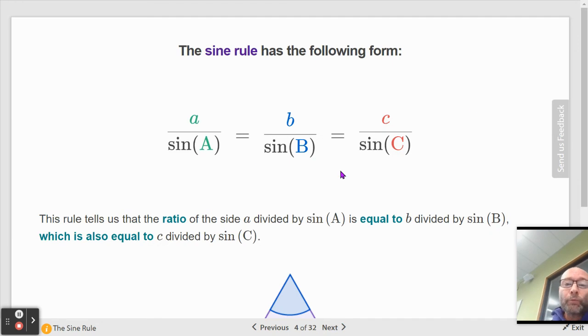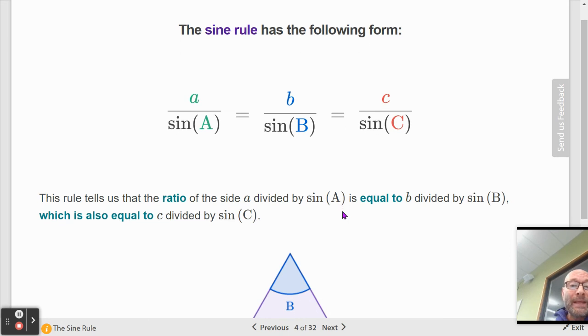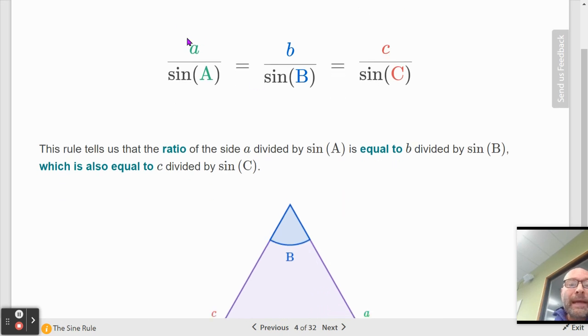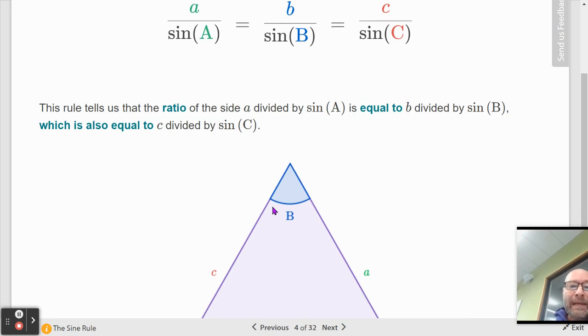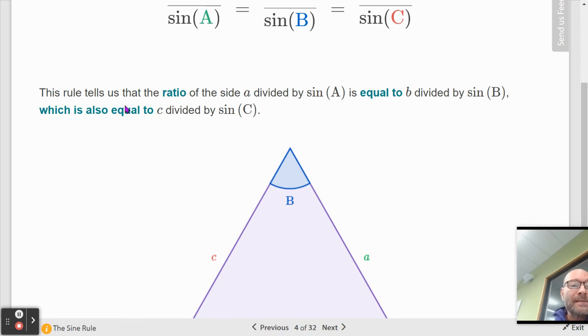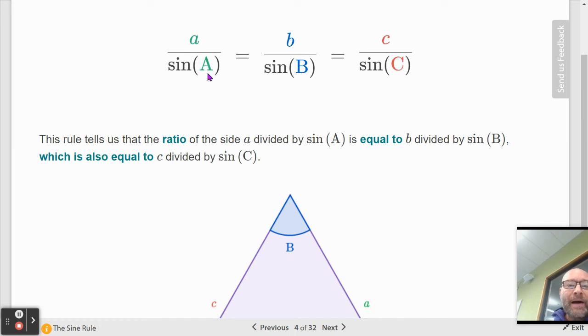Now this is the sine rule. I want you to put this into your notes. Little a over the sine of capital A equals little b over the sine of angle B, etc. One thing we want to know is the lowercase letters are always going to be the length of a side, and the capital letters will always be the measure of the angle. This tells us the ratio of side A divided by the sine of angle A is equal to the length of side B divided by the sine of angle B, etc.